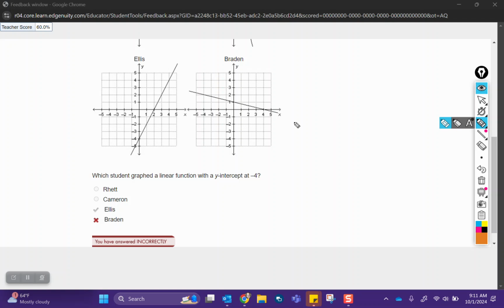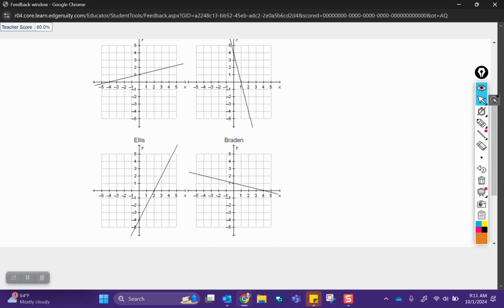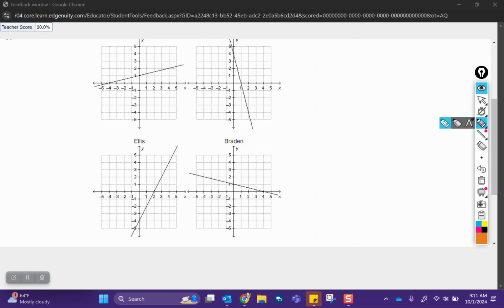As we look at these options here, you're focusing on the y-axis. That's the vertical axis. So this is the y-intercept. Here's the y-intercept of that line. Here's the y-intercept of this line. And there's the y-intercept of that line. Again, it's where the graph crosses the y-axis. So Ellis's graph is the one that shows the line with the y-intercept at -4.